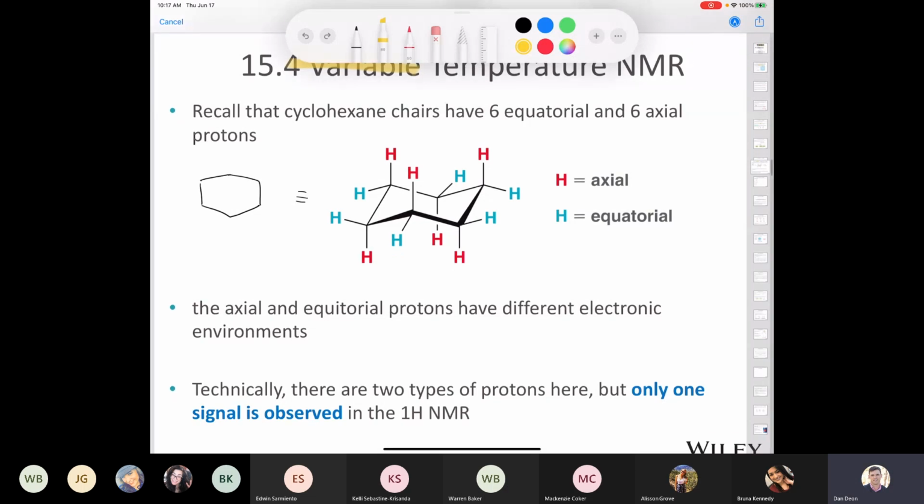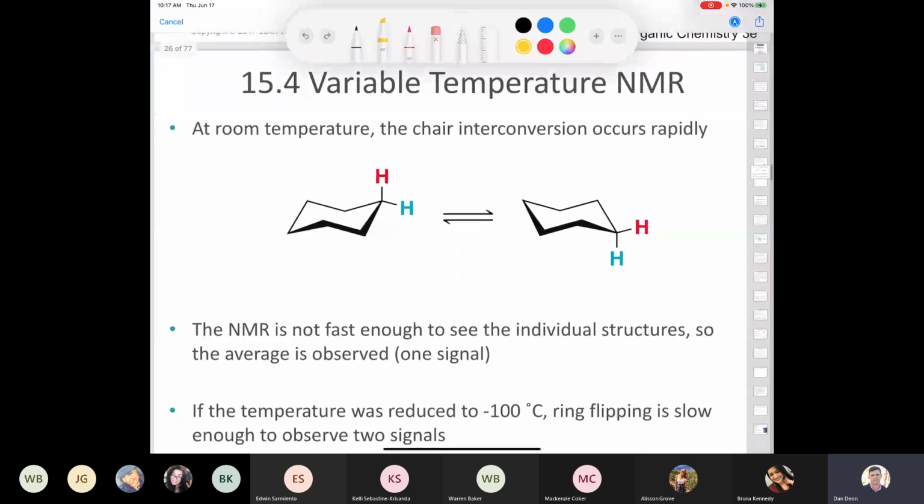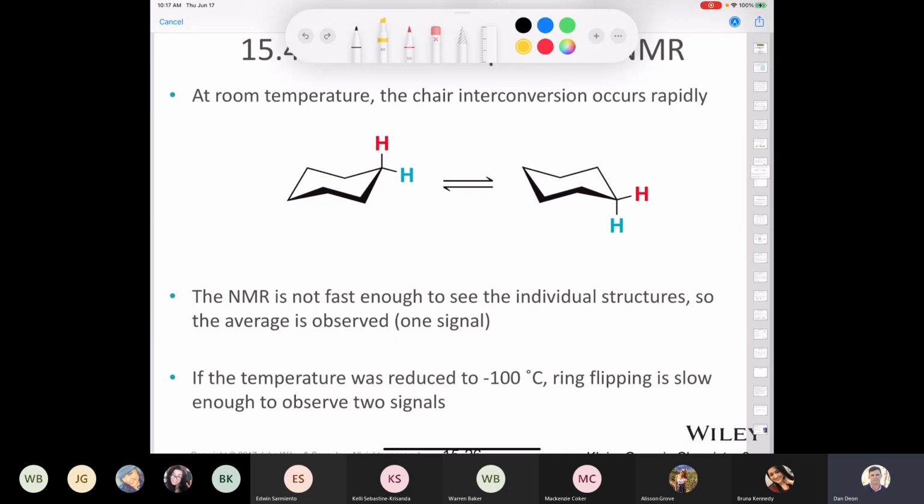It's because the ring flips back and forth really quickly. It's like the shutter speed of a camera. When the NMR instrument is pulsing the sample with frequencies of electromagnetic radiation, it's slower than the chair flip is happening, and so all the signals are averaged out as one signal. Now, what would happen if you were to cool the sample to minus 100 degrees Celsius, which is really cold? Then the ring flip is a lot slower. And so in a way, that speeds up the shutter speed, so then you would be able to observe two signals.